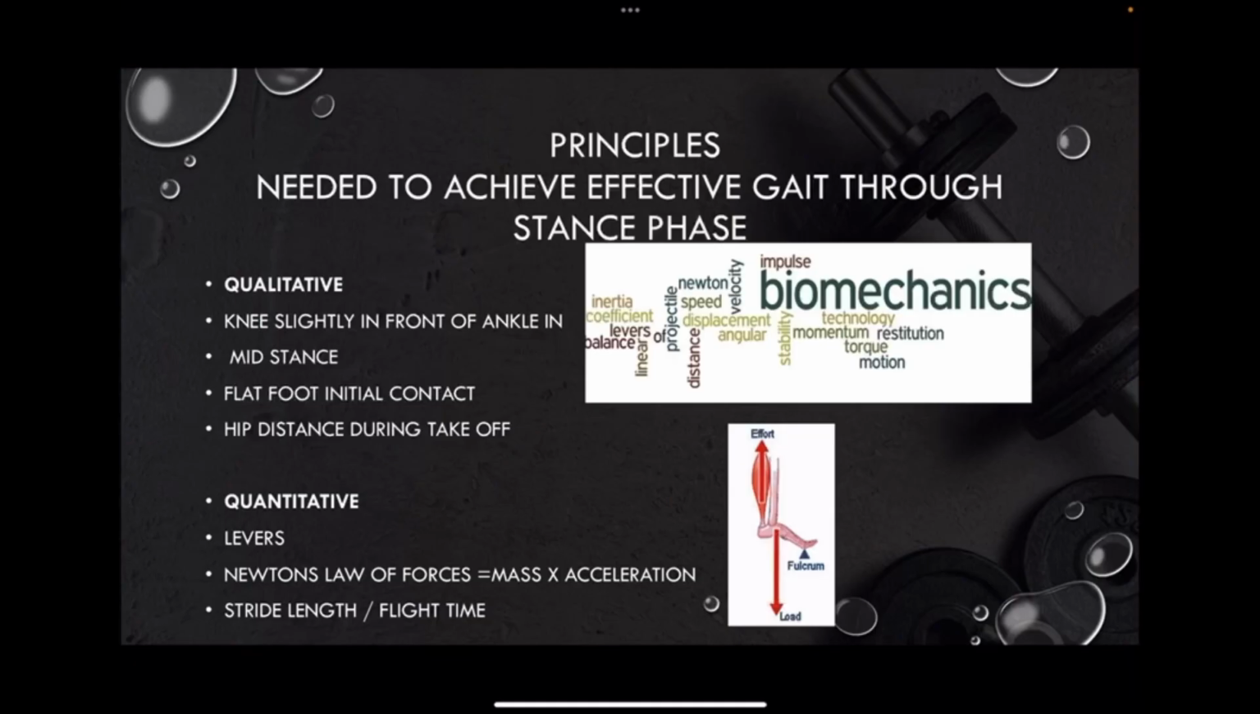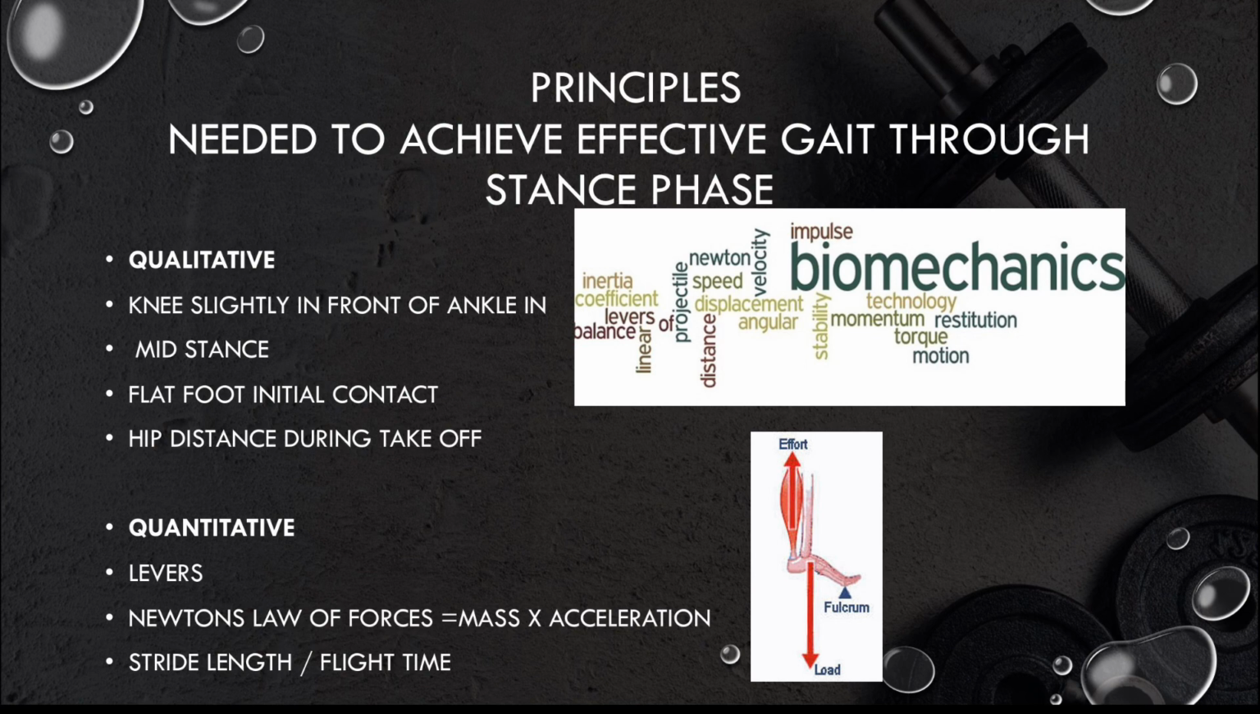Principles needed to achieve effective gait through the stance phase. Some of the qualitative principles that we need to go through are knees slightly in front of the ankle in the mid-stance phase, a flat foot during initial contact, and hip distance during takeoff between the front leg and the back leg. With our quantitative principles being levers, Newton's law of force and acceleration, and stride length and flight time.